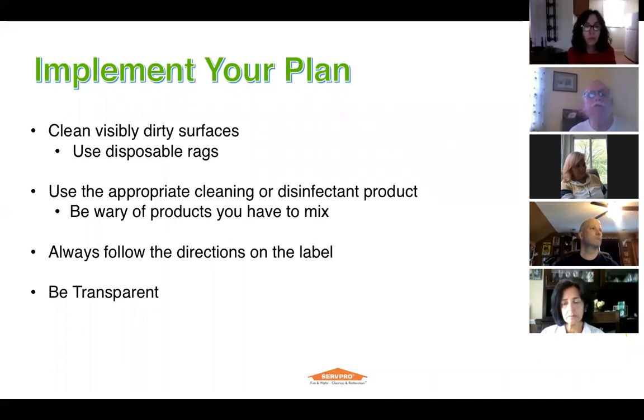There are no products out there that are confirmed by the CDC or the EPA that knowingly kill this virus, the COVID-19 virus, but they are effective at killing other viruses out there. So you want to clean those dirty surfaces, throw away any of the rags that you're using, and then look at the products that you're using to clean those surfaces after that. Follow all the directions on the label, and if you're communicating with a cleaning contractor, make sure there's total transparency. They have to tell you what's being used to clean your home or your business. Okay, we can go to the next one, Gina.